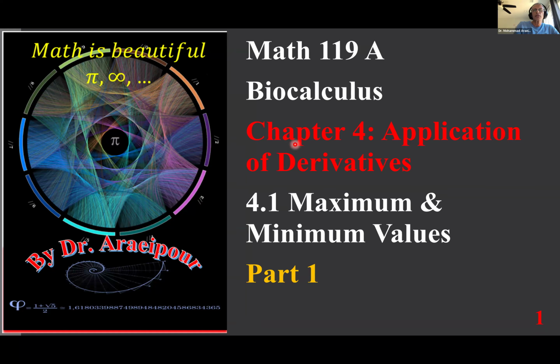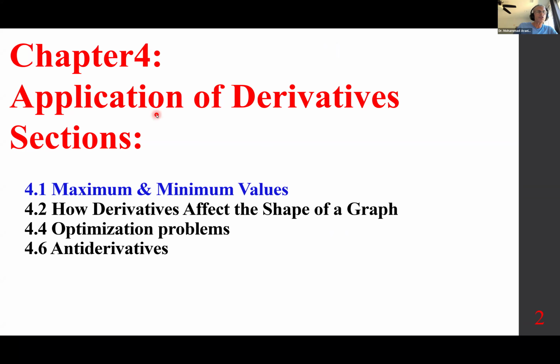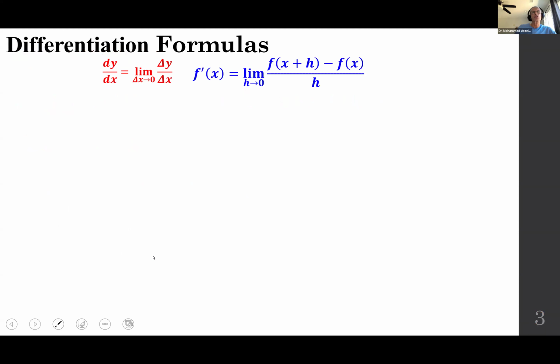Good afternoon, class. Here's chapter 4, Application of Derivatives, section 4.1, Maximum and Minimum Values. In this chapter, we cover maximum and minimum values, how derivatives affect the shape of a graph, optimization problems, and anti-derivatives, anti-differentiation, integration, the reverse process of differentiation. That's why it's extremely important to be comfortable with differentiation.